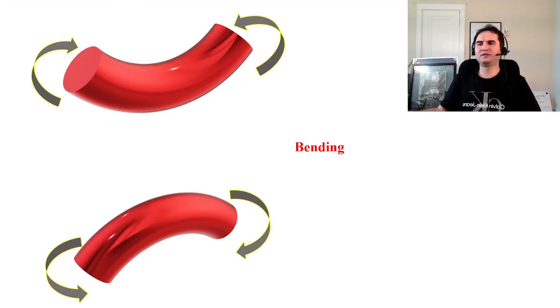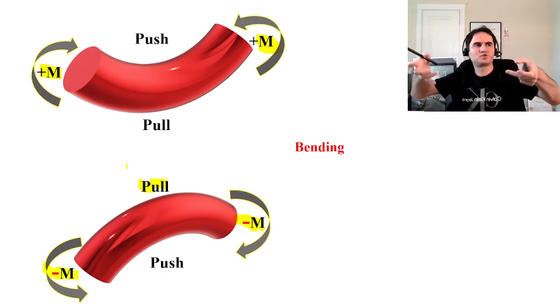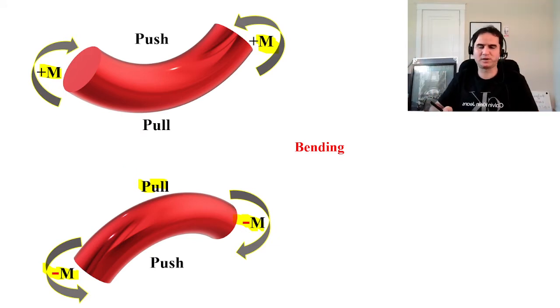If we want to know the effect of bending, again, what you can see at the top is a maximum positive moment, which pushes the top. The effect of a positive moment pushes the top and pulls the bottom, and vice versa for the effect of a negative moment on a cross section, which pulls the top and pushes the bottom.